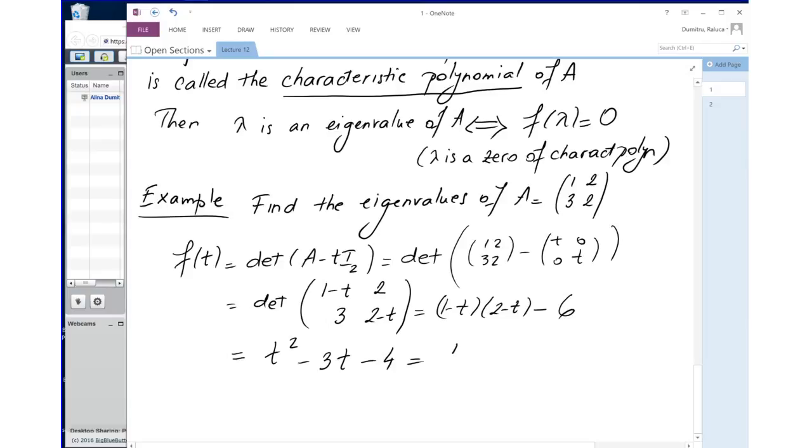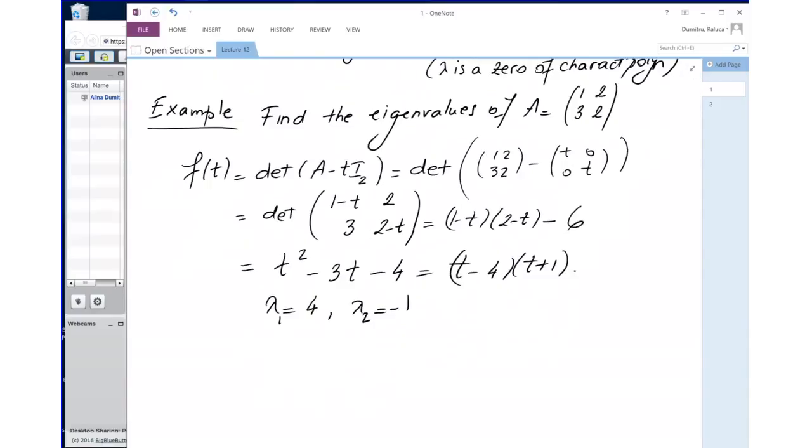And this factors, right? (t minus 4)(t plus 1). So lambda 1, let's say, is 4. Lambda 2 is negative 1. Usually the order is not important. However, in matrix theory, it's customary to list them in decreasing order. So lambda 1 would be the highest that you see, but it's not important at this stage.